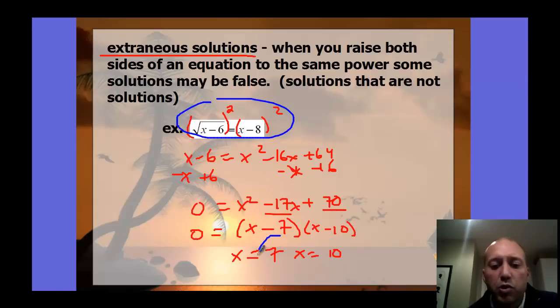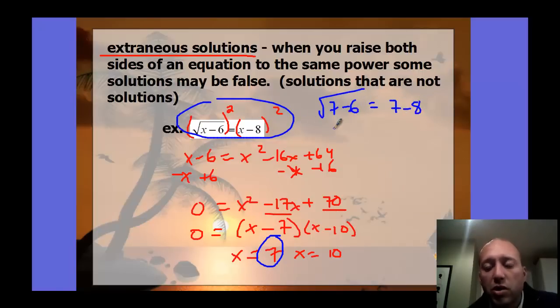So we need to put these solutions back in. So 7, let's put it back in here. 7 minus 6 equals 7 minus 8. And so I'm putting it back into the original equation and checking to make sure it's correct. So we get the square root of 1 equals negative 1. So we get 1 equals negative 1. That does not work. So already I see one. 7 is not a real solution.